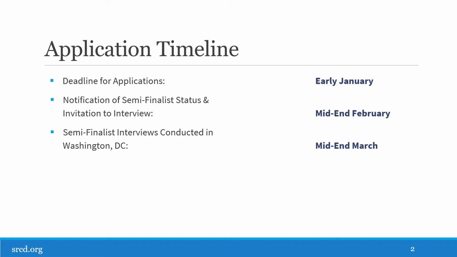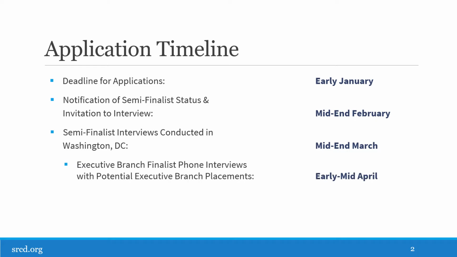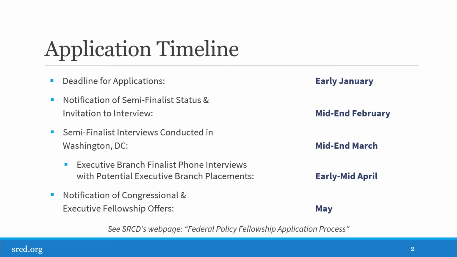Please note that the executive branch finalists go through a second interview process. Phone interviews are conducted with potential executive branch placements in early to mid-April. Notification of congressional and executive fellowship offers will be in May. Please be sure to see our website for the Federal Policy Fellowship application process for more details and deadlines.